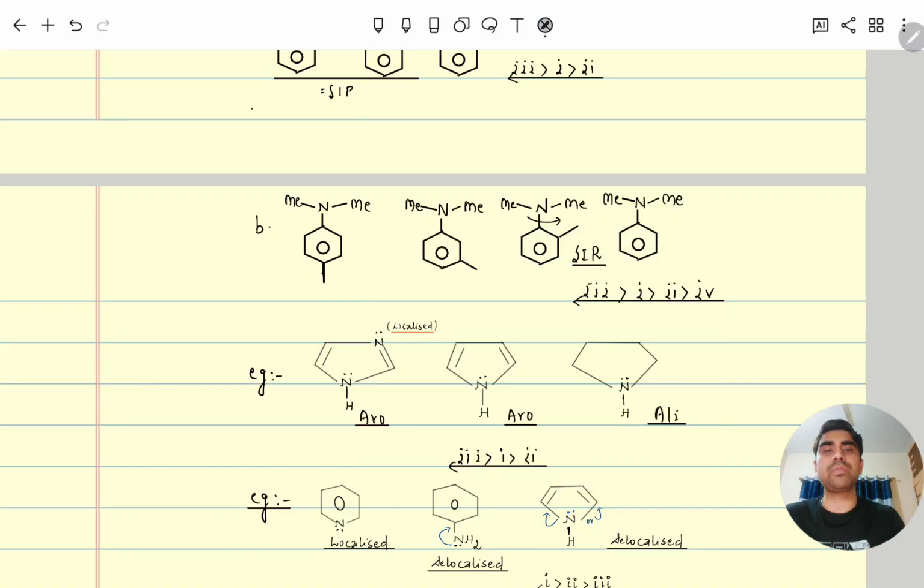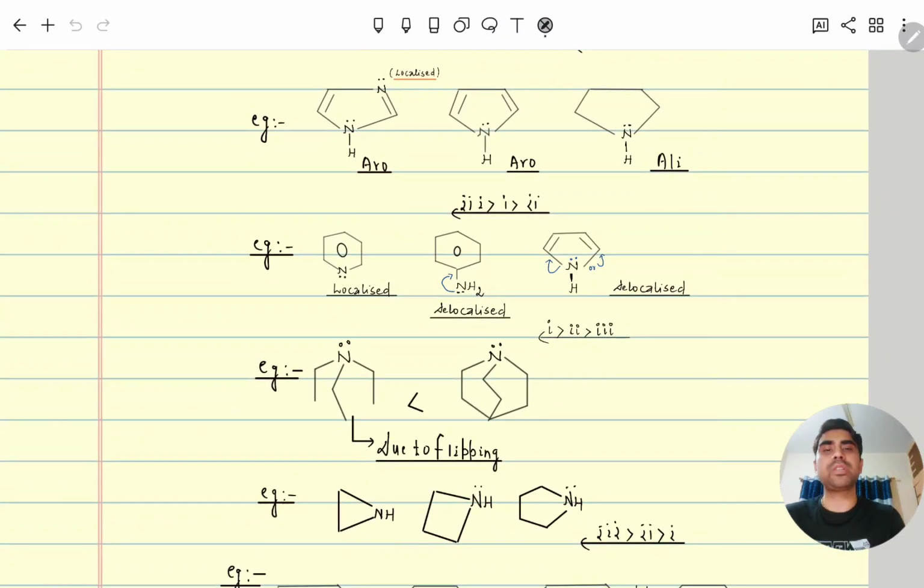Clear? Next, moving further, in this question you can see that here this one is delocalized, here also this one is delocalized, and this is localized. This one is aromatic, this one is aromatic, this is aliphatic.